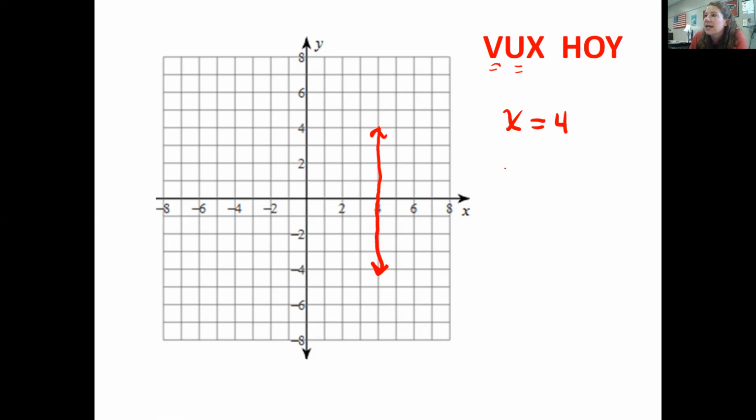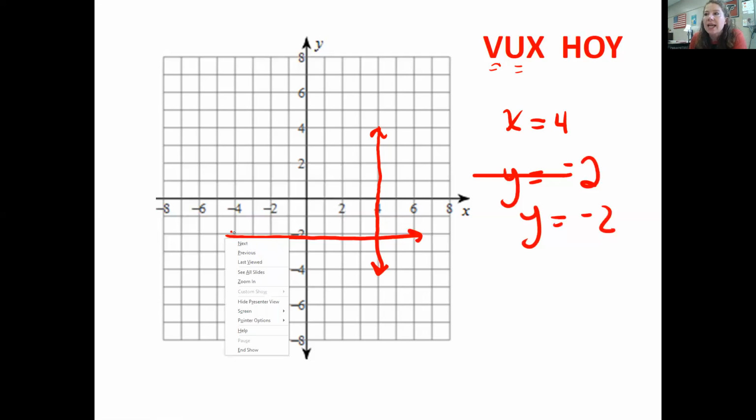All right, what if I gave you y equals -2? Y equals -2. So I'm going to come down here to where y is -2 on the y-axis, and I'm going to make a horizontal line anywhere I want to on it.